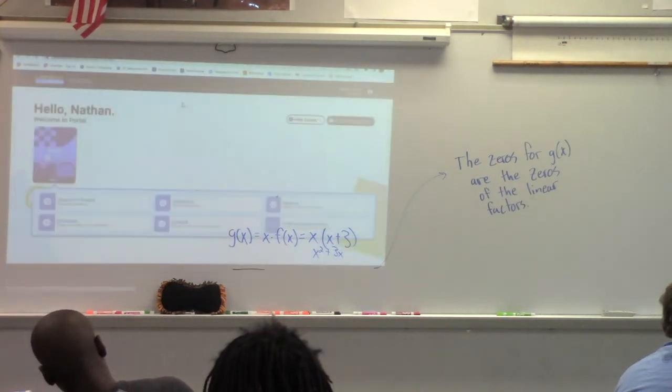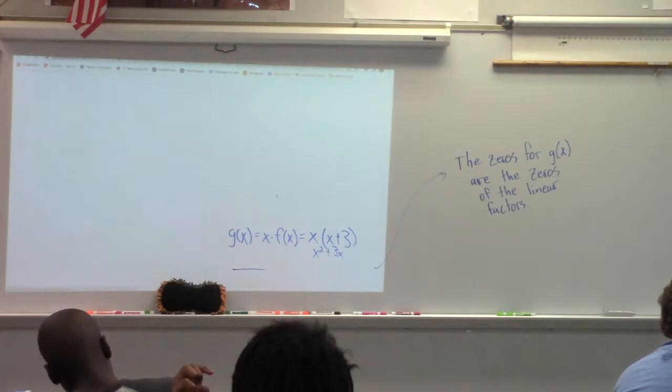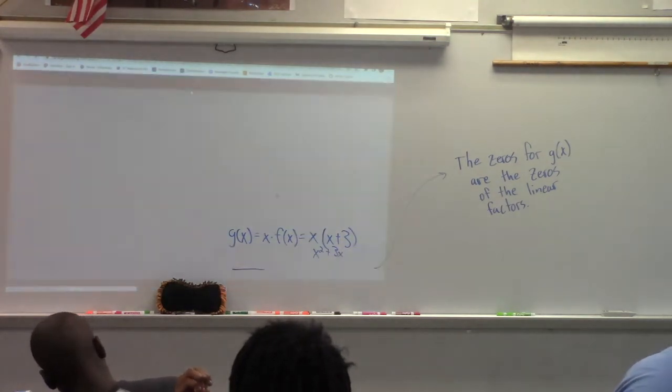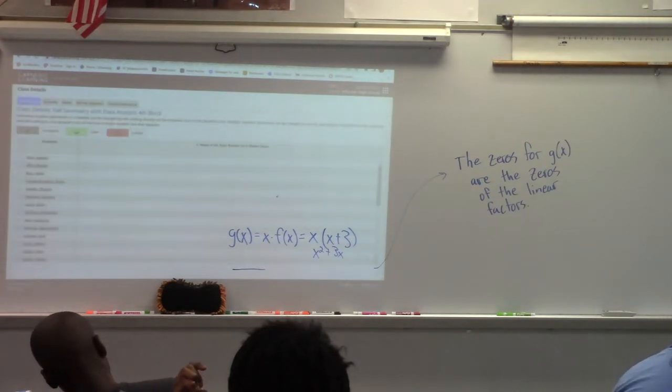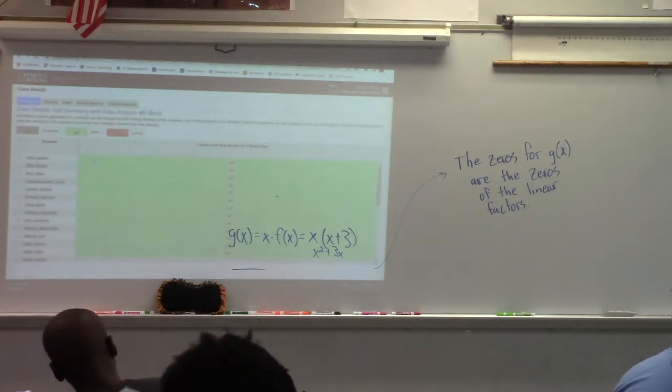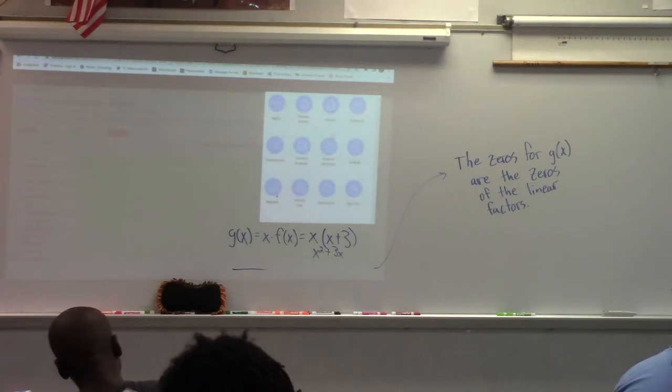Now, let me show you one thing with this assignment. It isn't loading. Okay, I'll come and look at it in a second. One thing that I want to show you about this assignment is, actually, I don't need that, I need.